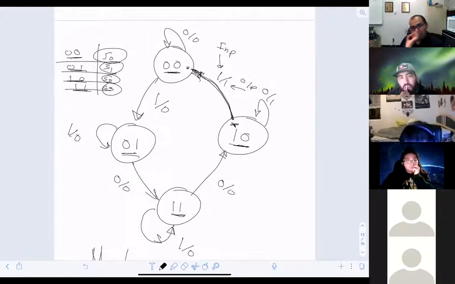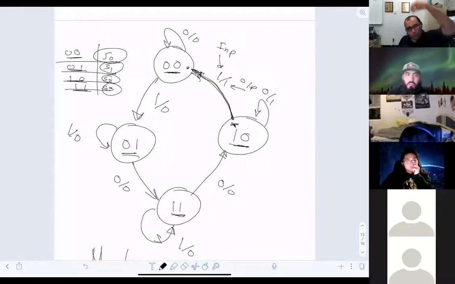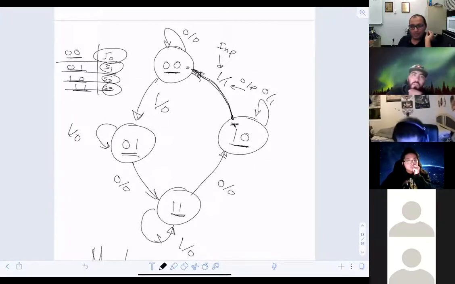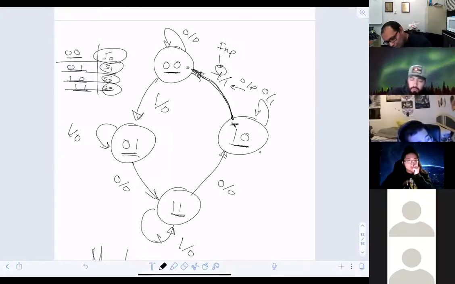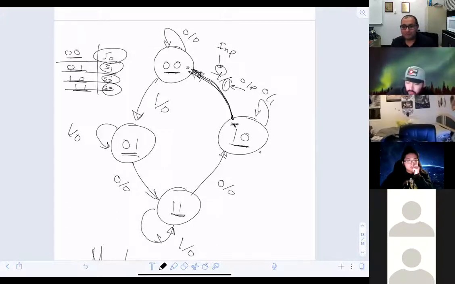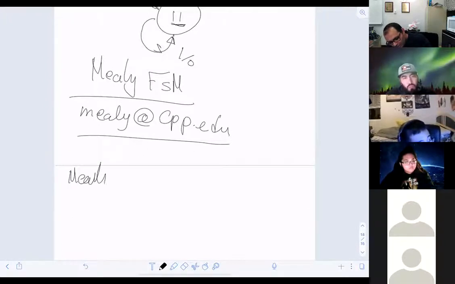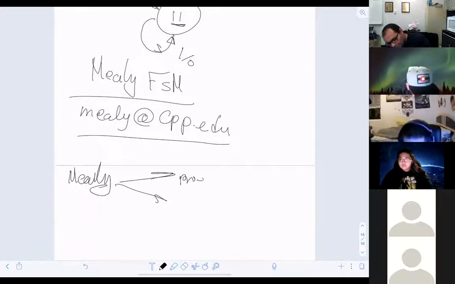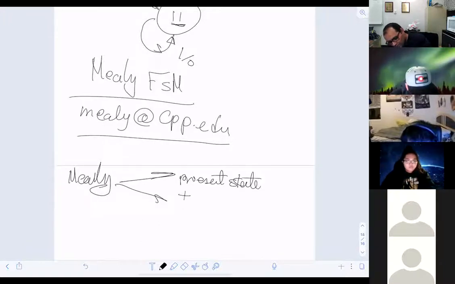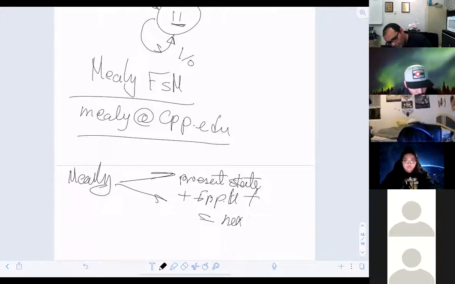So the definition of a Mealy finite state machine is what? The present state with the current input will decide the output and the next state. That's called a Mealy finite state machine. So what you learned now: Mealy is present state plus input, and the output will be next state plus output.